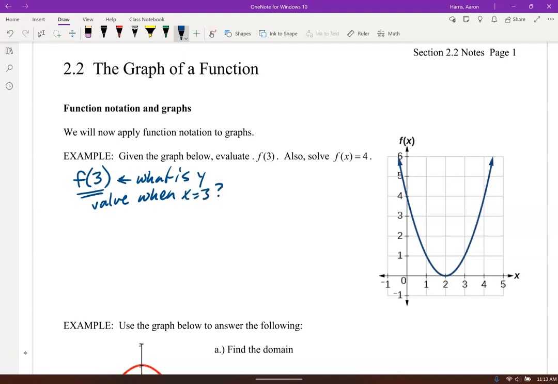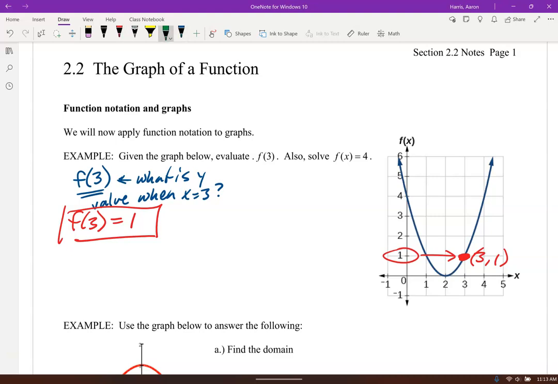That's what it's asking. So I look on the graph, I say, well, when x is 3, it's right here. So it looks like my y value is 1, right? That's the point 3 comma 1. So it looks like f of 3 is 1.